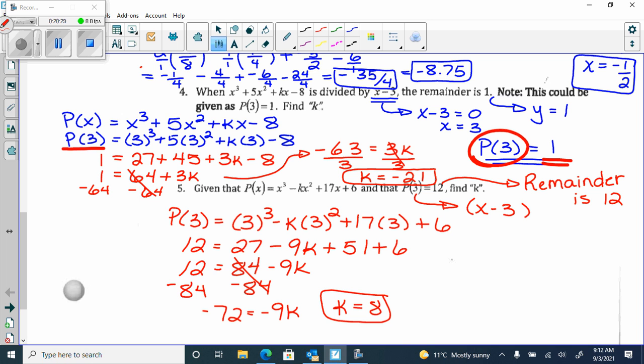Did you guys check it? Now remember, you can actually check this algebraically. Your calculator is literally just substituting the x in and getting a y out. It's putting an input in and getting an output, correct? So if you didn't have your calculators in front of you, could you not just put the 8 in for k and then put 3 in for x and see if you get 12? It's the same thing that your calculator does.